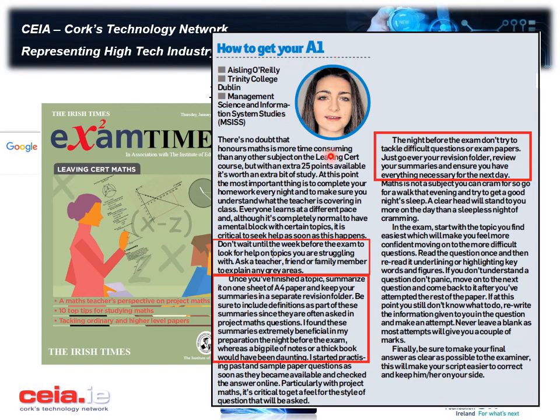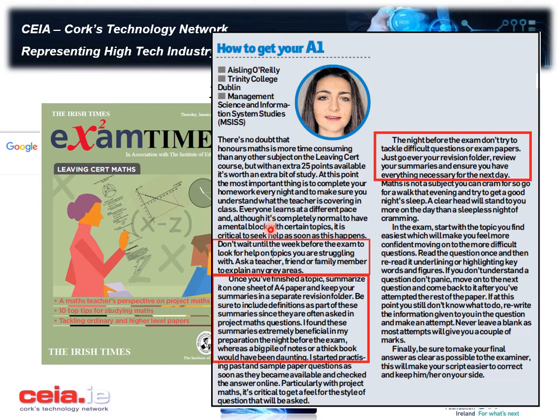So this was somebody who had done Leaving Cert just previously, and I read this article, and let me just go through it very quickly. Read from the top. There's no doubt that honours maths is more time consuming than any other subject on the Leaving Cert course. But with an extra 25 points available, it's worth an extra bit of study. At this point, the most important thing is to complete your homework every night and to make sure you understand what the teacher is covering in class.